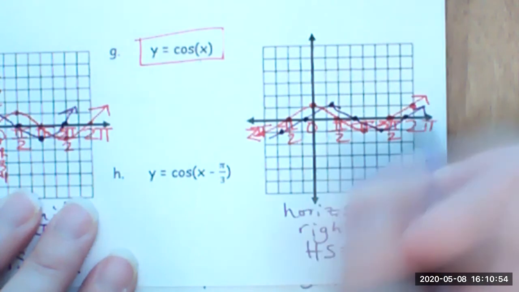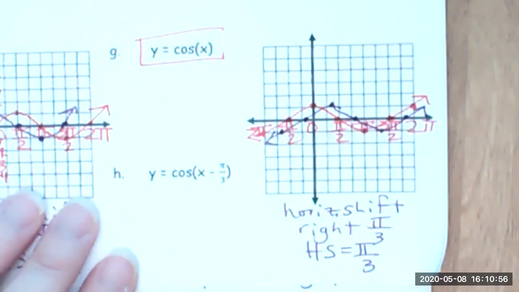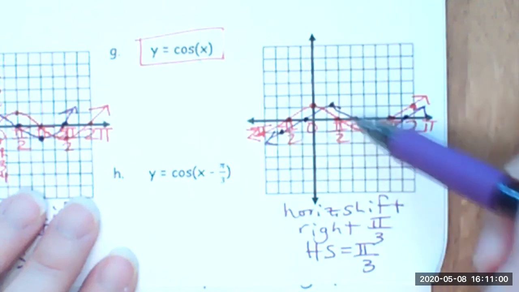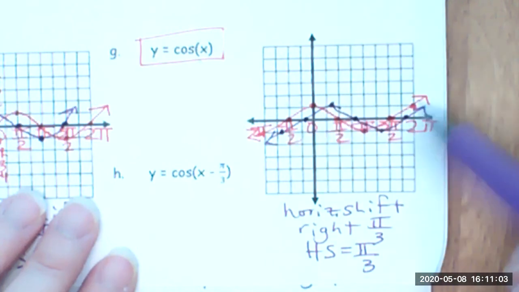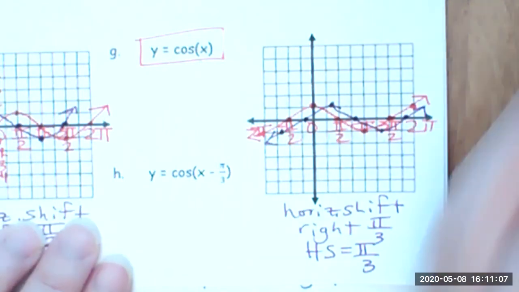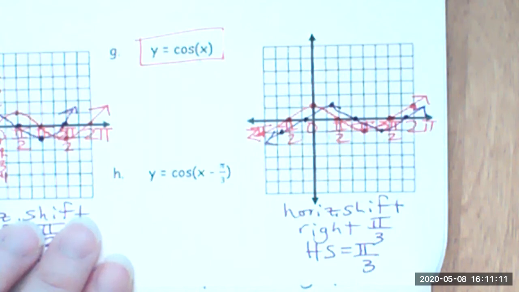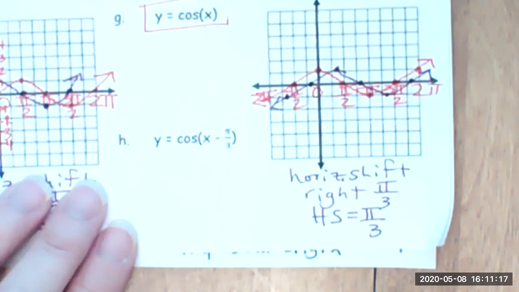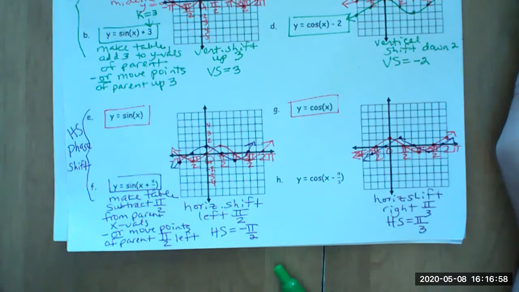And there I go. Okay, and so you'll notice again, you can see the purple graph in phase is just a little bit to the right of the red graph. Okay, and so again, you can either do that by using a table or by just moving the points to the right pi over 3. If you use a table, then you would just be adding pi over 3 to the x values.